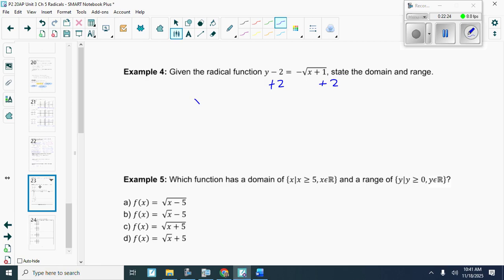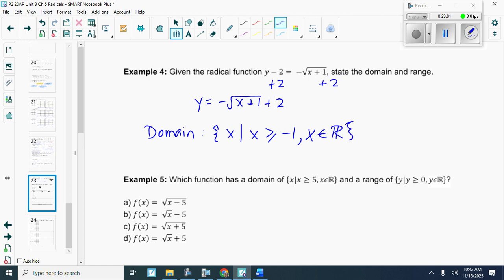Okay, so that we have y is equal to negative square root of x plus 1, plus 2. So now, whether you draw it or can just visualize it in your head, okay, domain and range. So the domain is set by the restrictions of the radicand. So we have x such that x is greater than or equal to -1. Okay, and our range.